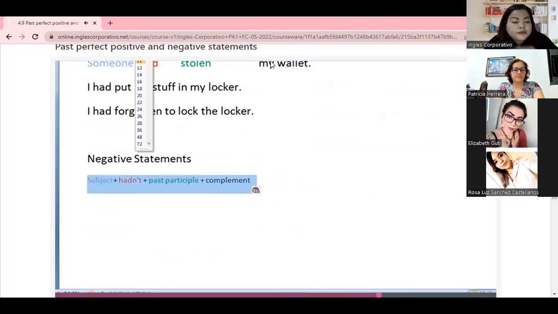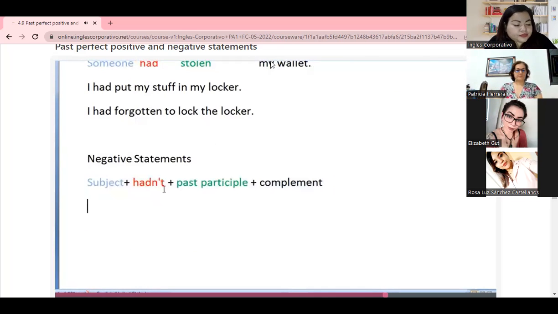The only thing that changes is that instead of had, we're going to include hadn't. By the way, this is also the same thing as saying had not. So you might see that either by saying had not or hadn't. Now, the most common thing to do is that we will use the contraction. Most of the time, you'll see contractions to that effect.